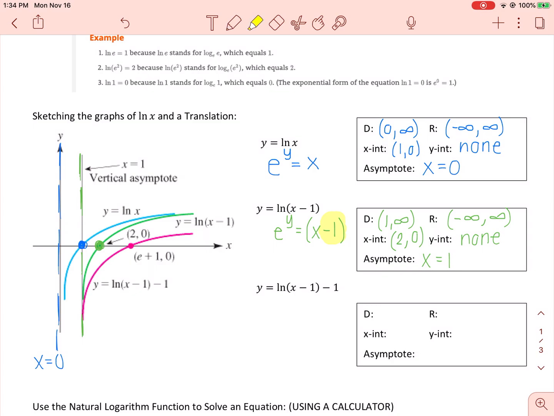Well, that meant your domain went 1 to the right. Your x-intercept moved 1 to the right because it was 1, 0. Now it's 2, 0. And your asymptote actually moves 1 to the right. So that pattern we can now use moving forward, just like we did with our other functions when we graphed.